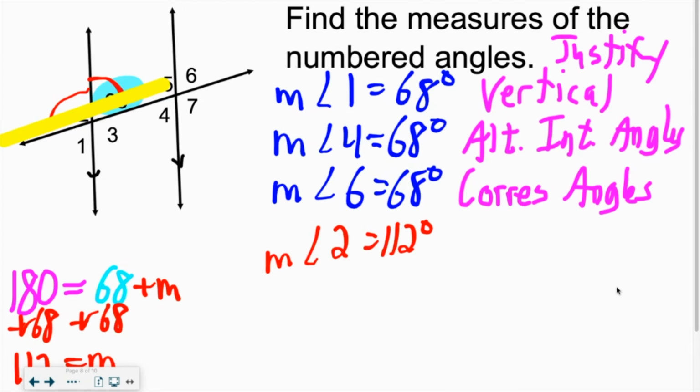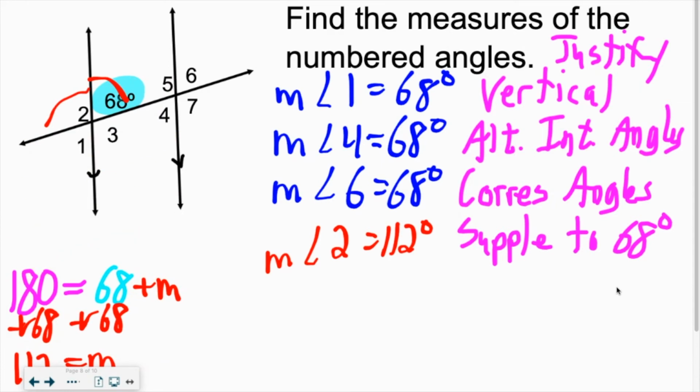Each of those are labels in Mr. Walls' classroom. That is because it is supplementary to the given angle, or supplementary to the 68 degrees. I'll accept either of those: to the given angle, or supplementary to 68 degrees.